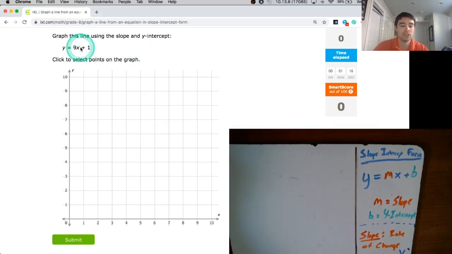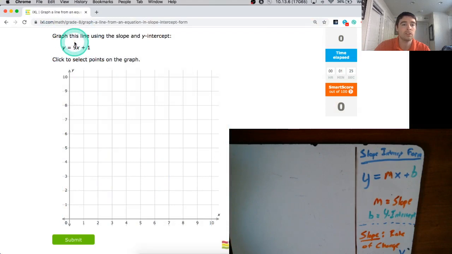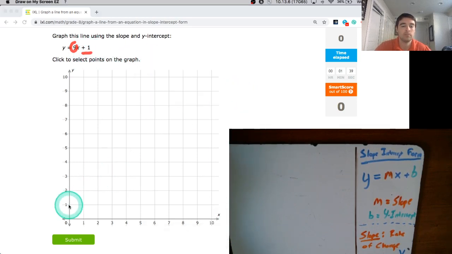So whatever the m is, whatever number is multiplied with x, that's going to represent our slope. So for this equation, I'm going to circle the slope. The slope is going to be 9. So let the marker tool load quickly, and I'm going to circle my slope of 9. And I'm going to put an underline underneath the y-intercept. The y-intercept is positive 1, what I've underlined. So the first thing I'm going to do is go ahead and plot that y-intercept. It's going to be right here.